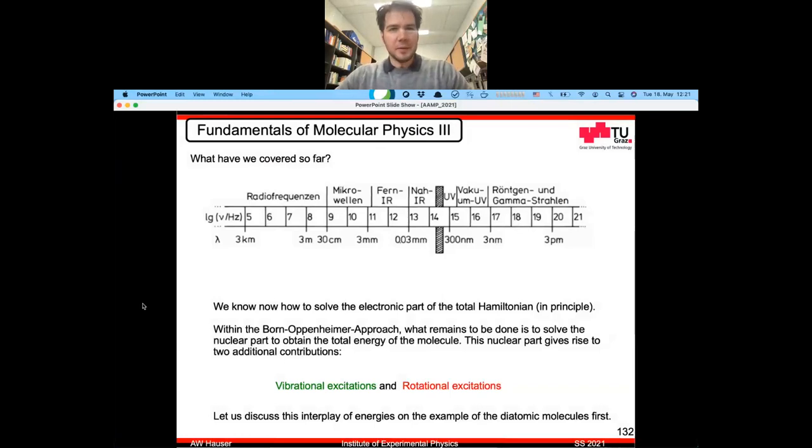Okay, so what have we covered? So far, if you look in terms of energy where we're standing, electronic excitation, meaning rearrangements of our electron structure, are in the range of a few eV, or in terms of wavelength, in this regime of visible to UV light. So that's for electronic excitations.